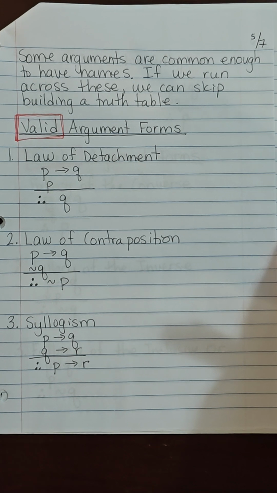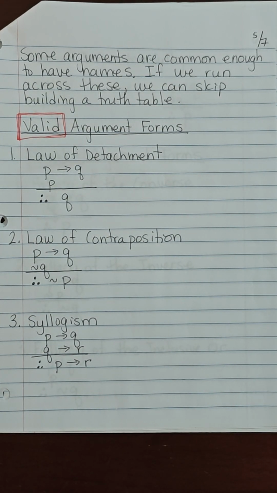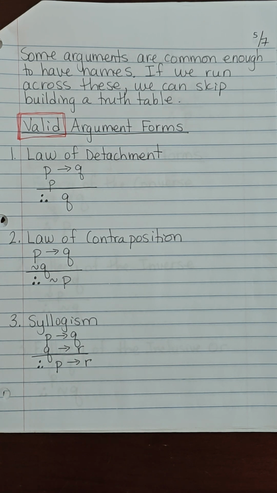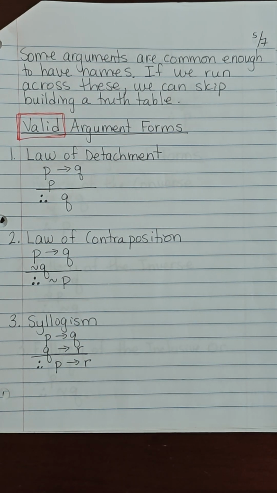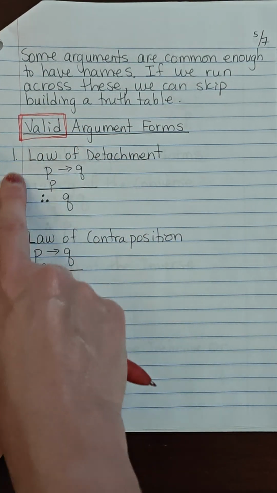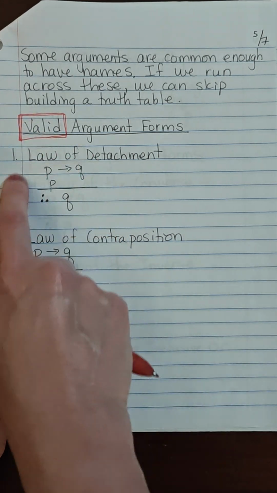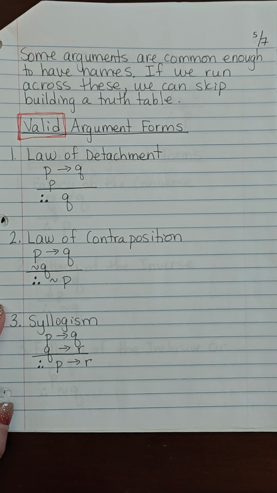Some of our arguments are common enough that they have names. That means we run into these kinds of arguments enough that they have a name and we know ahead of time if they're valid or if they're invalid. We can skip building a truth table. Oh my gosh, this is so great. We love these, okay? These are the valid argument forms. That means if you have an argument and it starts off in this form, boom, valid, no truth table needed.